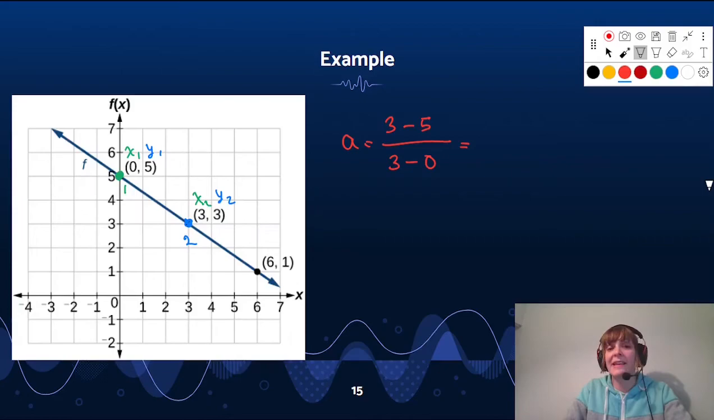So we're going to take the top and the bottom. We're just going to do our subtraction. So 3 subtract 5 will give us -2. And then 3 subtract 0 just leaves us with 3. And this is our answer. We have a slope that has a -2/3 value to that slope.